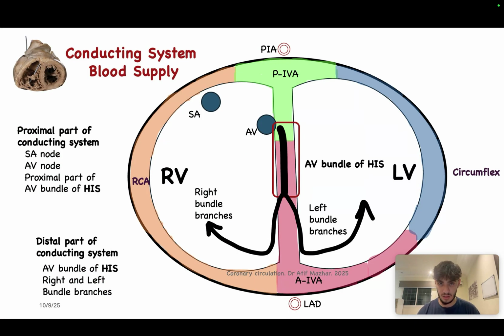And again here, I wanted to explain. The right coronary artery helps supply the proximal part, which is the SA node and the AV node. And as you can see here, the LAD is supplying the bundle of His, or the AV bundle of His, the septum, and the right and left bundle branches.